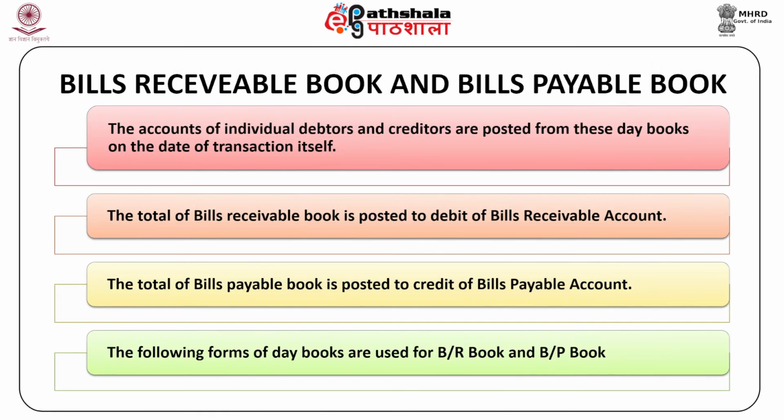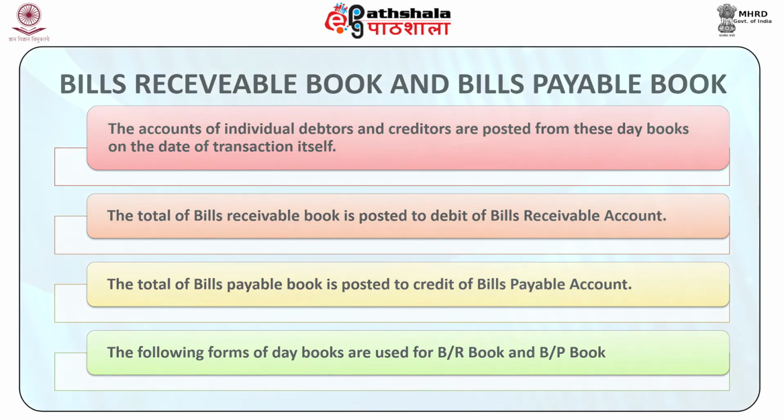These books are journals in which recording is made in chronological order, and these are the rules of posting. Number 1, the accounts of individual debtors and creditors are posted from these day books on the date of the transaction itself. Number 2, the total of the bills receivable book is posted to the debit of bills receivable account. Number 3, the total of the bills payable book is posted to the credit of bills payable account. And this is the form of day book which is used for the BR book and BP book.